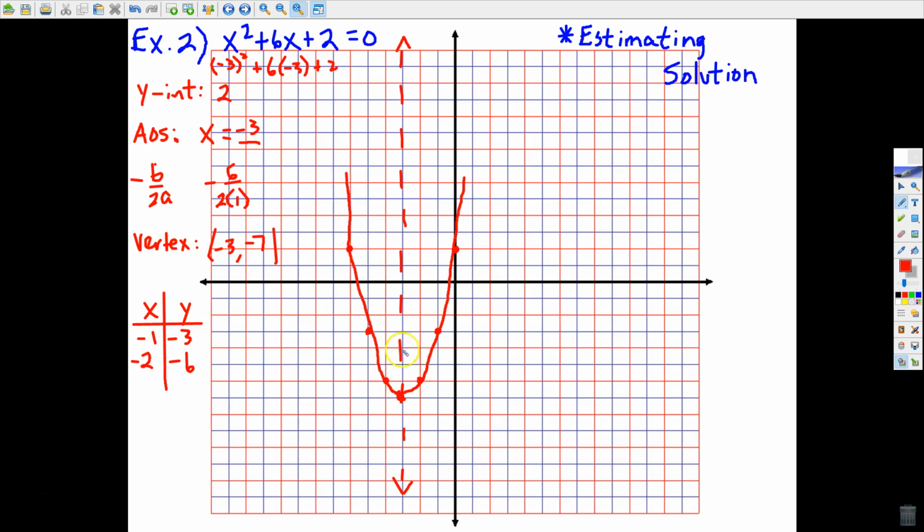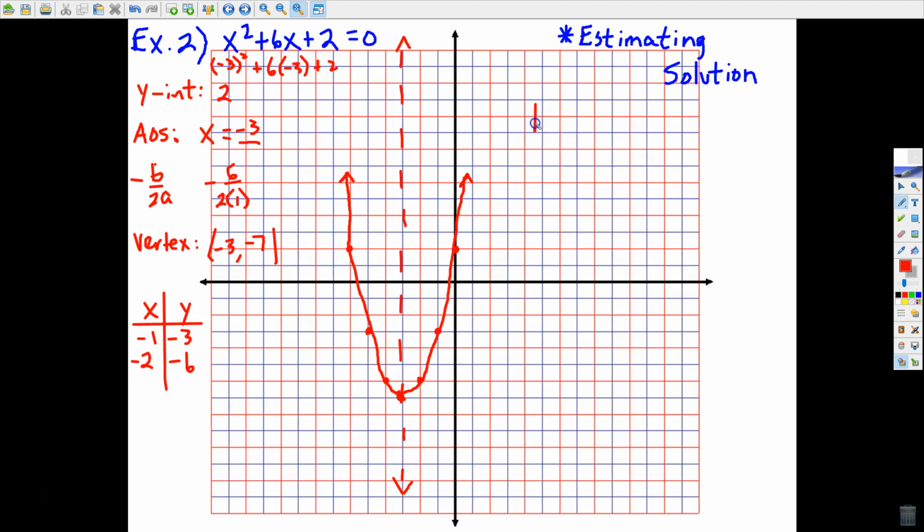Well, not quite as easy to tell what the solutions are. In fact, the solutions are going to be decimals because they don't fall exactly on an integer representing a grid mark on the coordinate plane. So this is where an estimate is going to be needed. We just need to identify in between what two x values this point would fall.